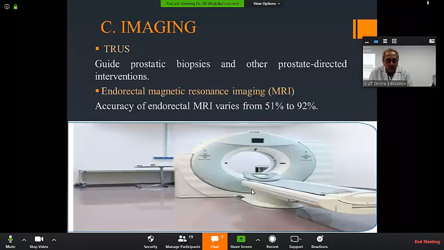Now, PSA cannot be done at this point because DRE has been done, so you wait for a week or so. You do the PSA. If the PSA is abnormal, which is, as I've said earlier on, greater than 2.5 nanogram per ml, then you want to have a biopsy.